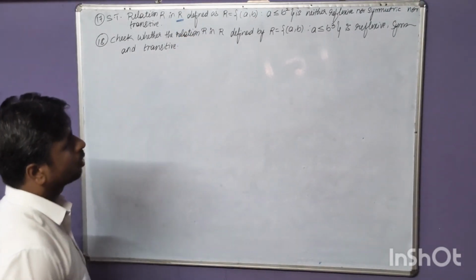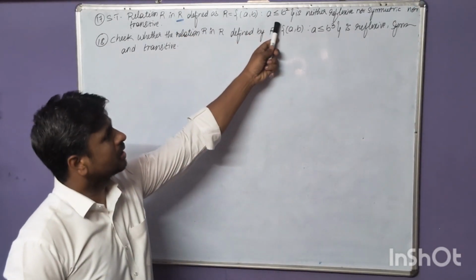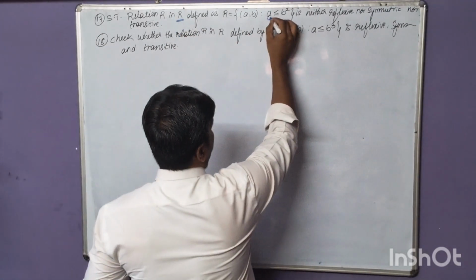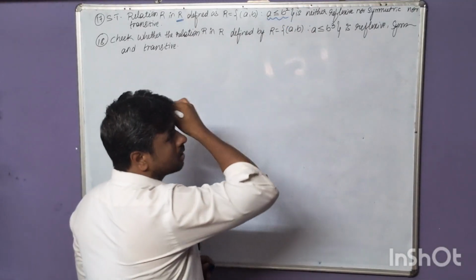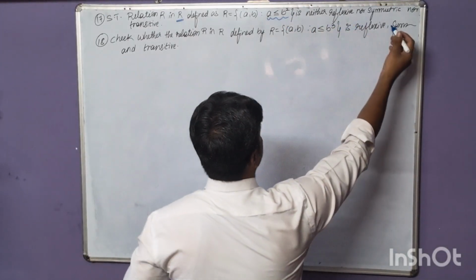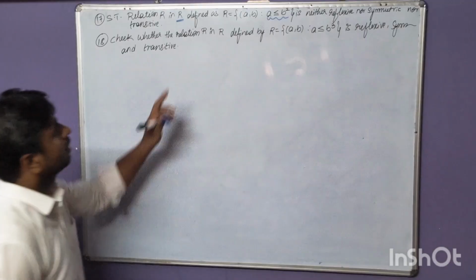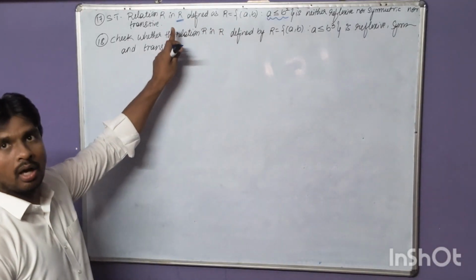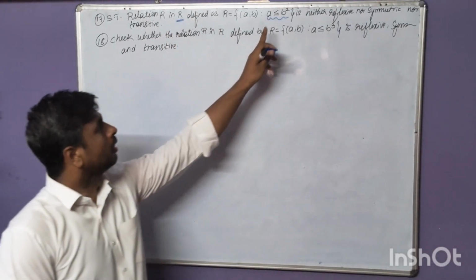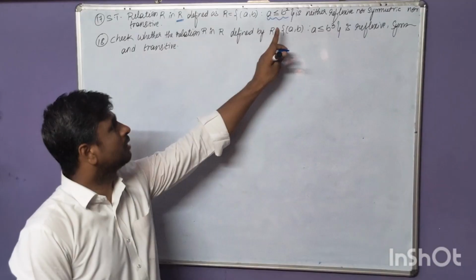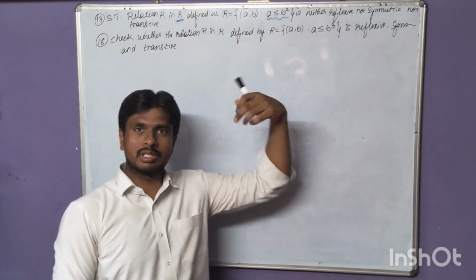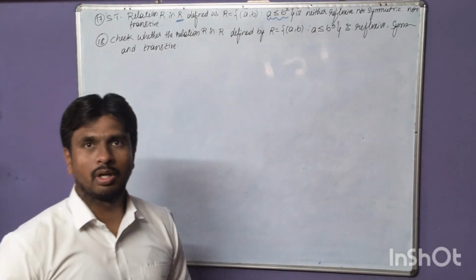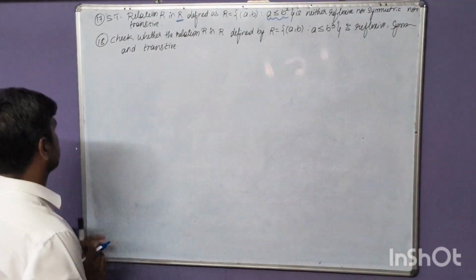defined as R is equal to an ordered pair (A, B) such that A is less than or equal to B square. A is less than or equal to B square is neither reflexive nor symmetric nor transitive. We need to prove that the given relation R under real numbers, under the given condition A is less than or equal to B square, is neither reflexive nor symmetric nor transitive. This is what we have to prove in the first question.